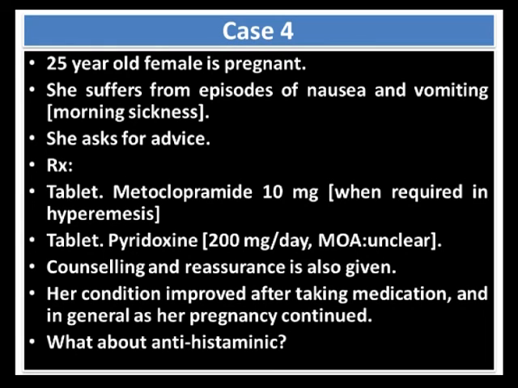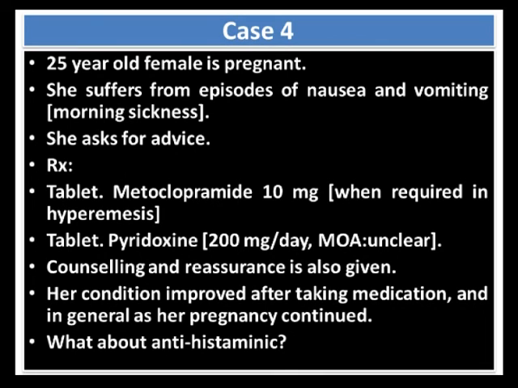If the patient has hyperemesis during pregnancy, then you can use metoclopramide 10 milligrams, injectable preparations of metoclopramide, one more additional drug. So we have seen domperidone. The next drug is metoclopramide. Of course, for this case, pyridoxine and reassurance is the best way. Her condition improved after taking medication, and in general as pregnancy continues, because vomiting or morning sickness is mostly related to the first trimester, these things get better on their own. A few countries will be using antihistaminic tablets like doxylamine and so on.